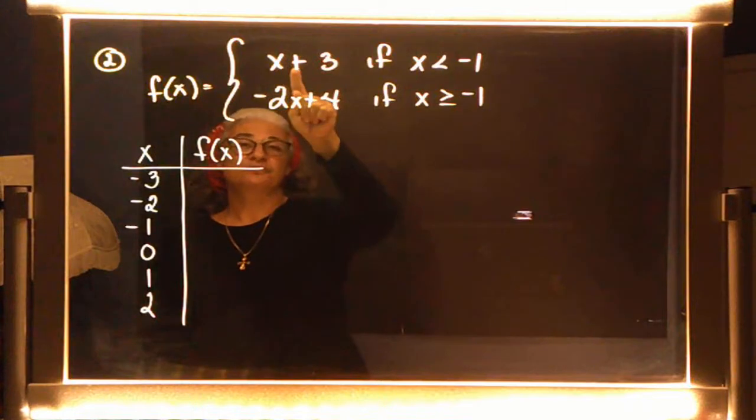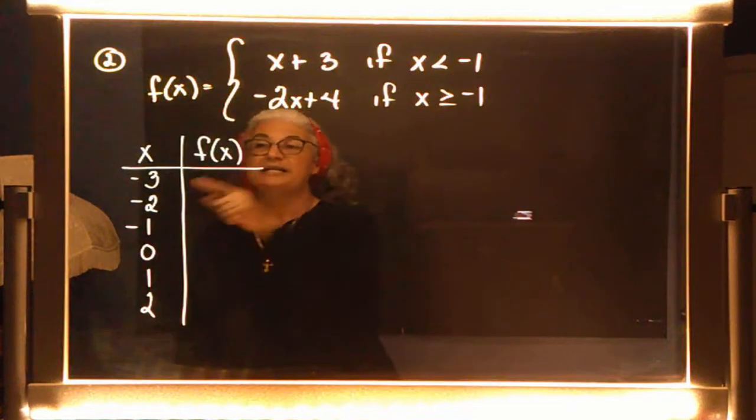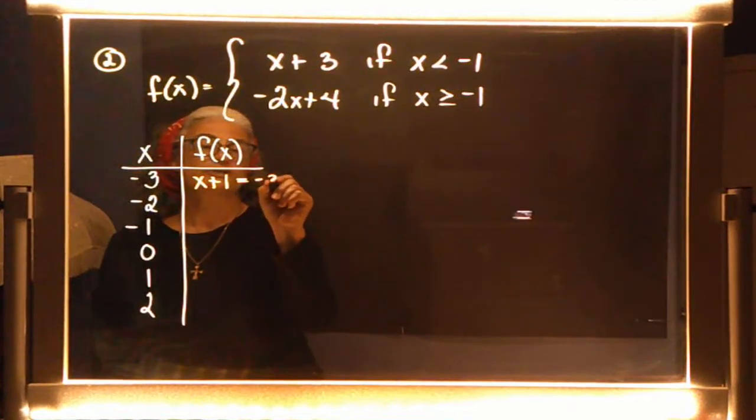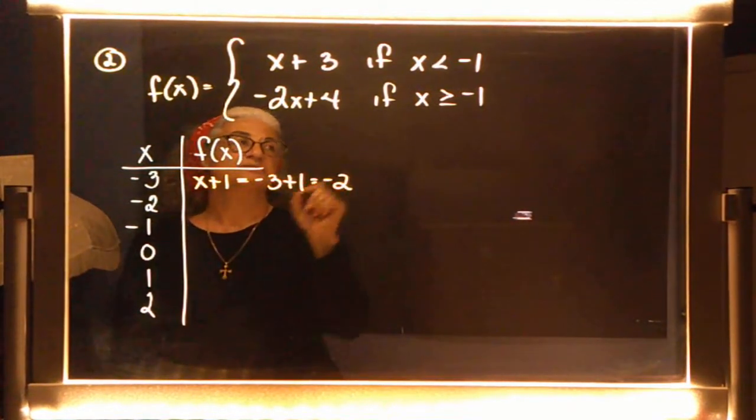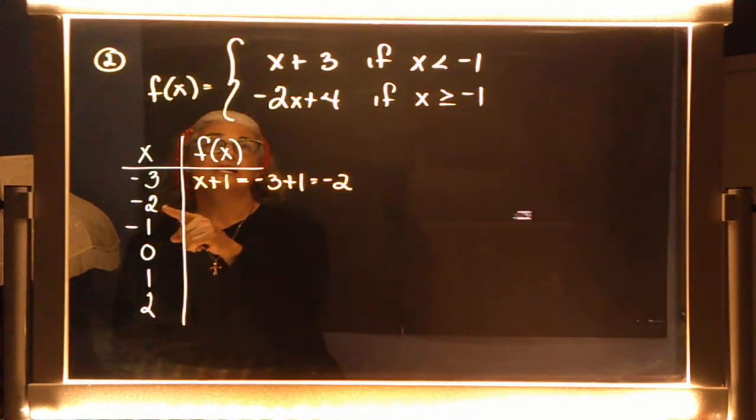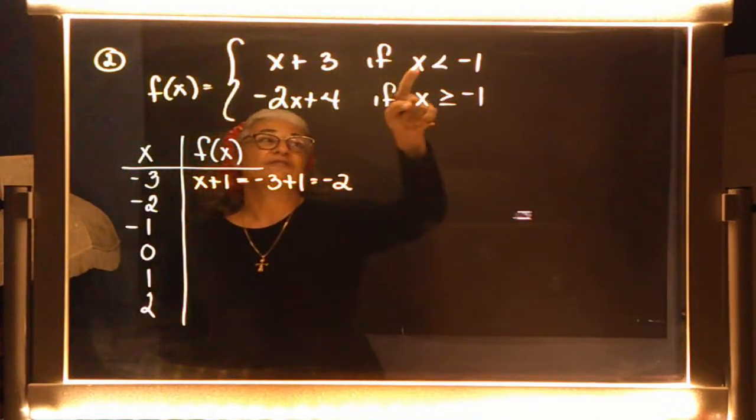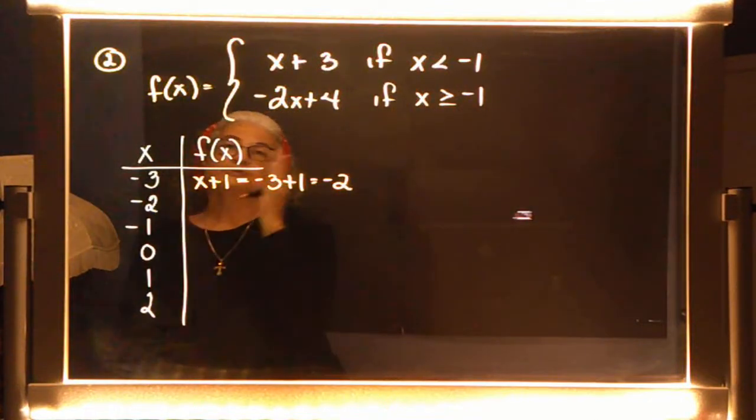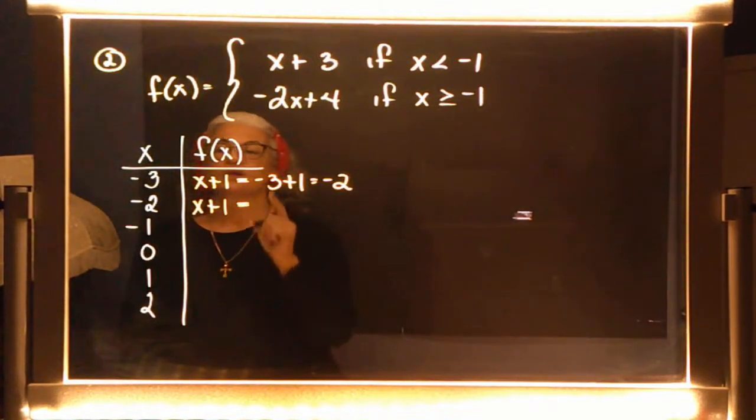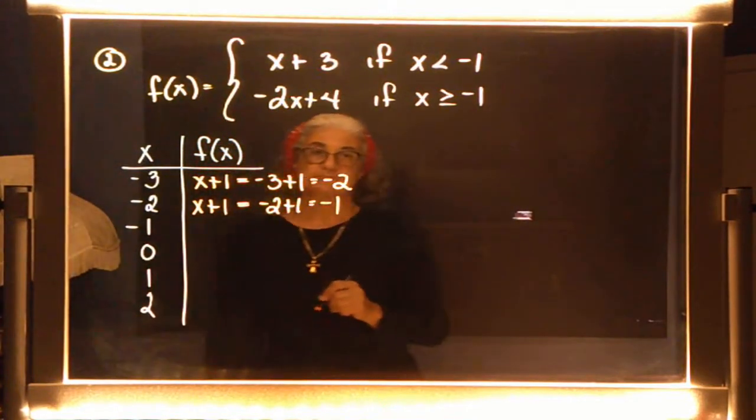Good, you use the first one, because the first one says you're only allowed to use this piece if x is less than negative 1. Negative 3 is certainly less than negative 1, so I'm going to use the x plus 1 piece, which is going to give me negative 3 plus 1, negative 2. Good? The next one, negative 2, which piece, first or second? Good, first piece again, because this first piece is used only if x is less than negative 1. Well, negative 2 is certainly less than negative 1, so I'm using the x plus 1 piece. Got it? Okay, so I'm going to have negative 2 plus 1, which equals, good?